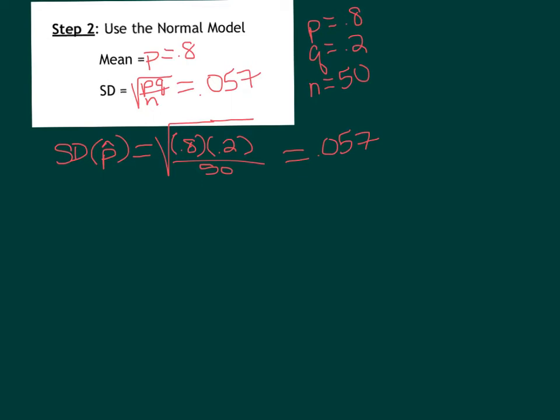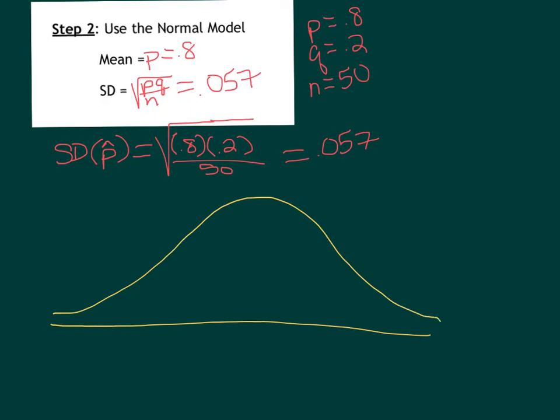Now we're going to use our normal model. And we have to draw it out, unfortunately. The other thing is, do not forget to give it a title. If you want, you can title it immediately, just so you know. I'm going to call this the proportion of speeders in 50 cars. It's good to be as specific as possible.